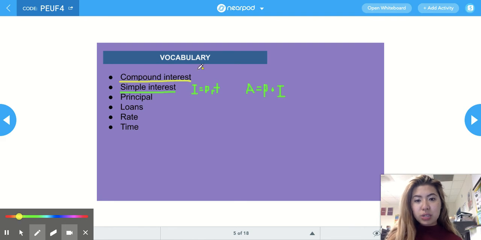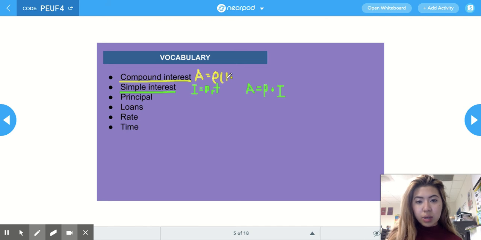Then for compound interest, our formula is A is equal to P times 1 plus R raised to the power of T. So our formula is a little bit different, but using the same factors. And if we want to find the interest earned on a compound interest problem, we actually have to subtract the amount earned minus the principal to equal the interest earned.